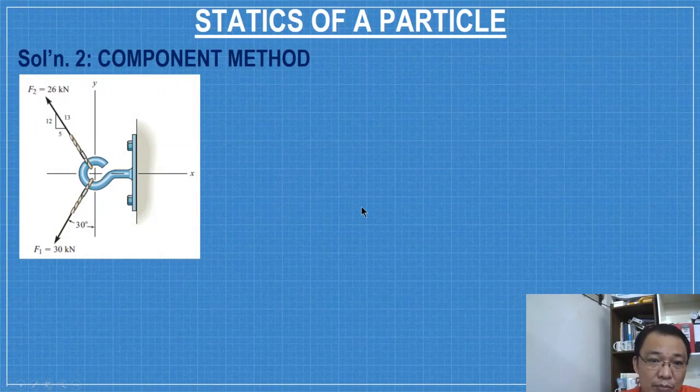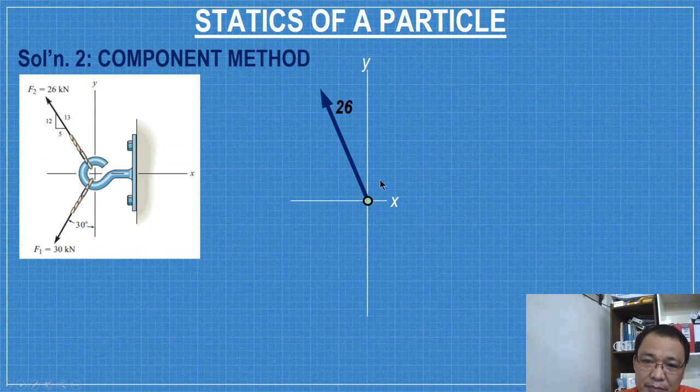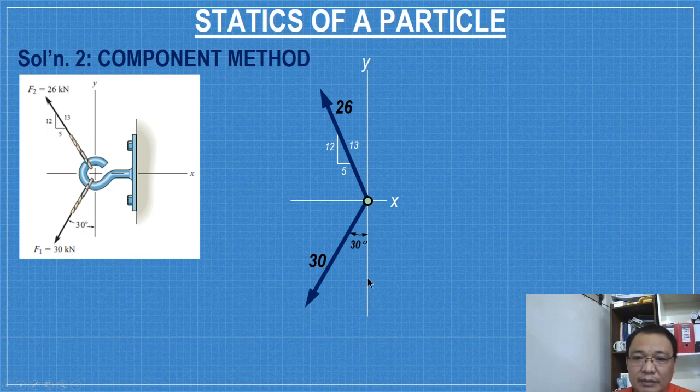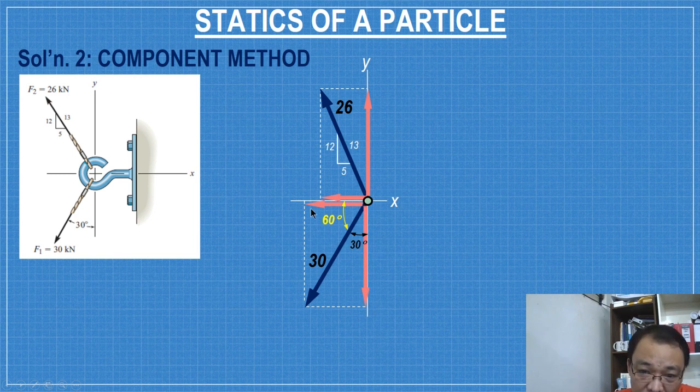Now, solution 2 is using components. For F2, the slope is 5, 12, 13, and for F1, 30 at 60. Get the angle referred from the x-axis. Construct a rectangle, which gives the components Fx and Fy. Also for F1, a rectangle with Fx and Fy. We can see that the Fx are directed to the left, so they are negative.